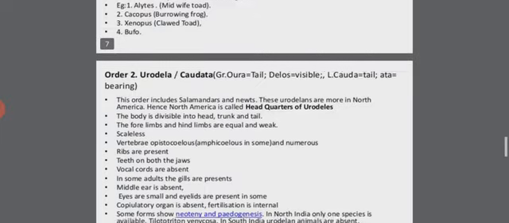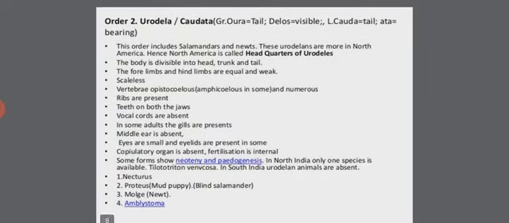Now coming to order 2, Urodela or Caudata. Uro, according to Greek terminology, refers to tail and delos refers to visible. So these are the amphibians wherein the adult forms have visible tail, that means prominent tail is present in the adult stage. And it is also referred to as Caudata because according to Latin terminology, cauda refers to tail and ata refers to bearing. So tail bearing amphibians are included under Caudata.